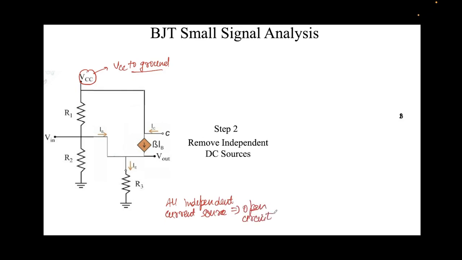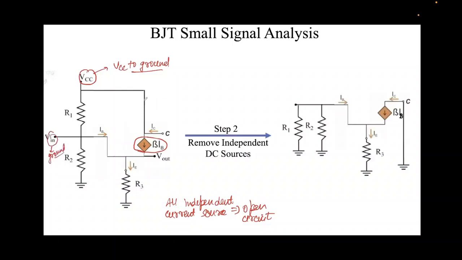Now note that this is not an independent current source. This is a dependent current source. See this term here. So this will not be open circuited, right? But VCC, similarly, V in is an independent voltage source, DC voltage source. So we can also ground this, right? So what we'll get is something like this. So see, VCC is grounded, right?